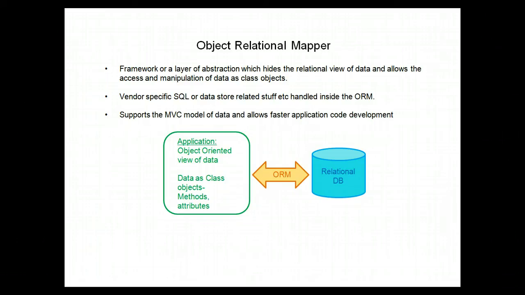So it becomes handy to use a database abstraction layer, because then it's easy if you're changing the database, the vendor, the SQL. Also, there are lots of database related operations that we need to do if we are not using a DAL or an ORM, and using an ORM helps take care of most of that stuff. And basically it supports the MVC model of data, and then allows for faster application development.